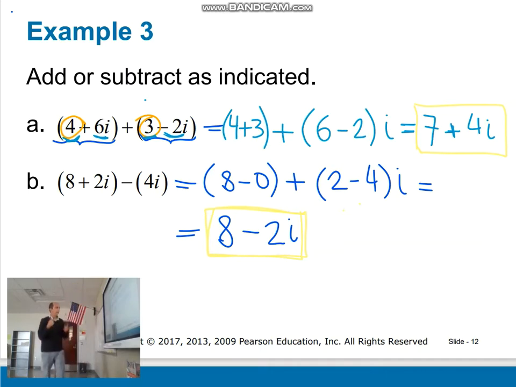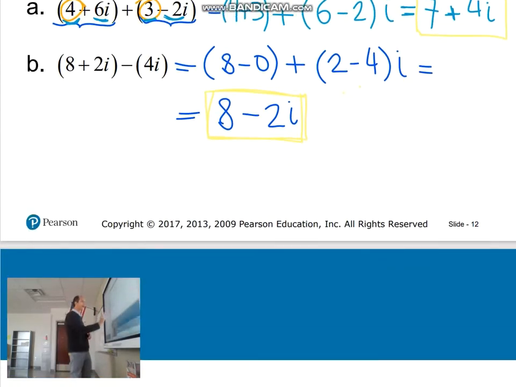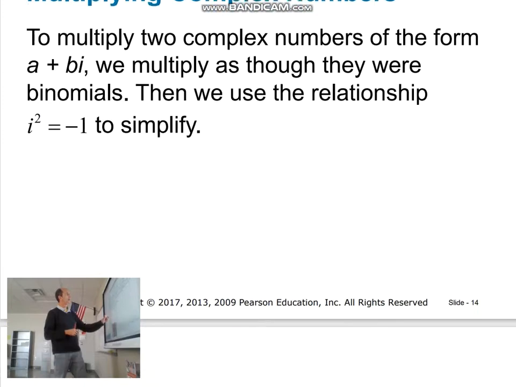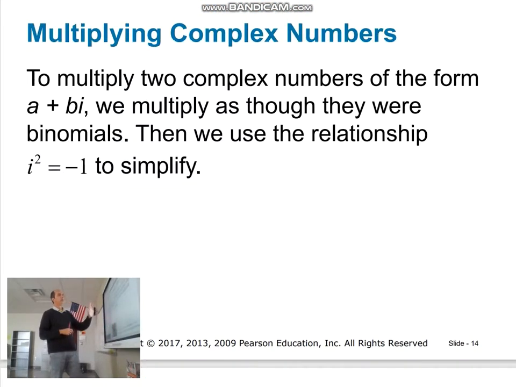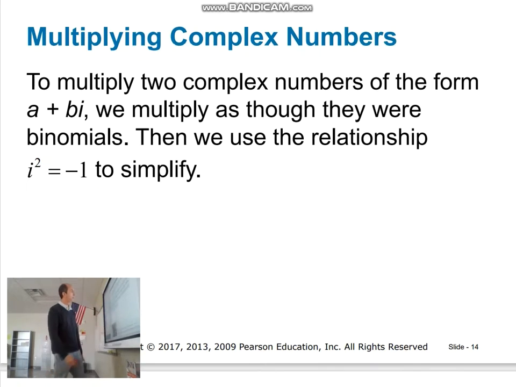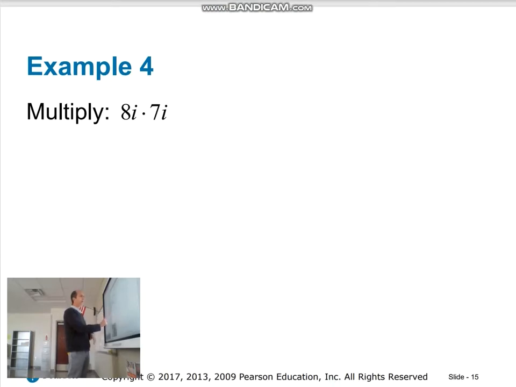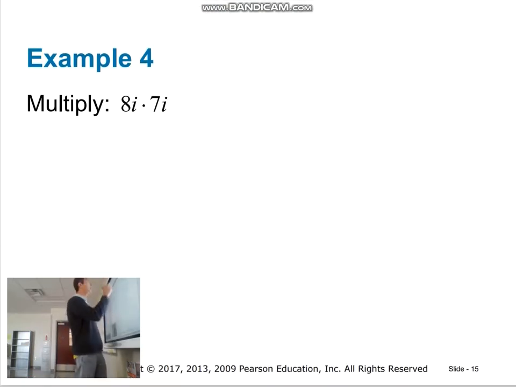Okay? Moving on, and we work now on the next objective, number 3, multiply complex numbers. Let's check how to multiply. To multiply two complex numbers of the form a plus bi, we multiply as though we have binomials. We are working with binomials. Then we use the relationship i squared equals -1 to simplify. With binomials, I remember we have a few methods. So let's find the example.